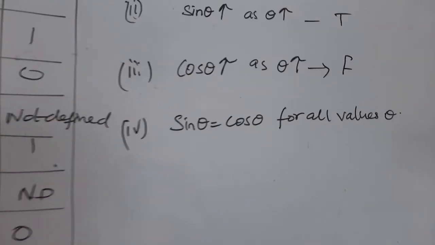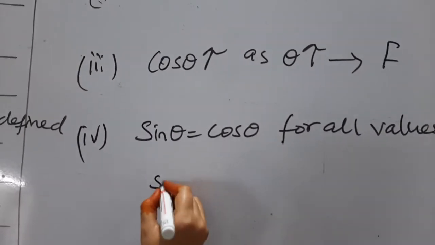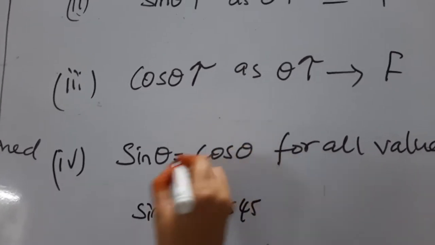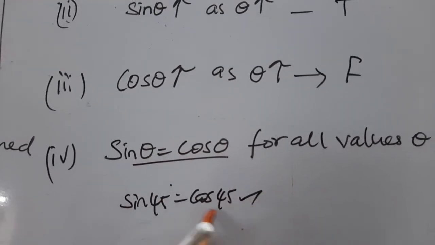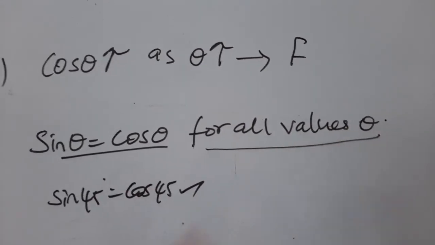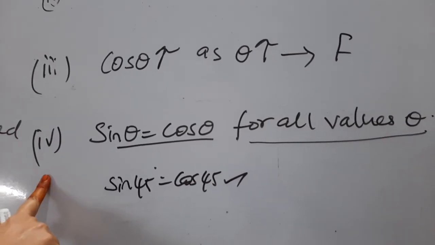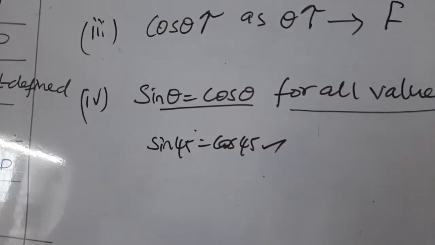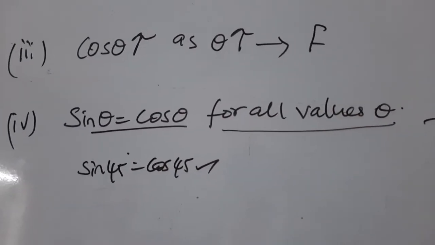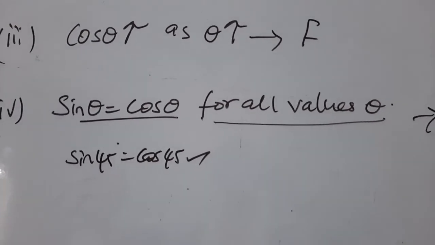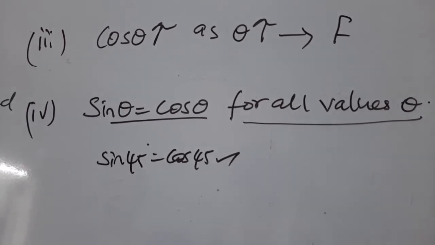Therefore, sin 45 only is equal to cos 45. This statement is true only for the degree 45. It is not true for all the values of theta. Therefore, this statement is also false. Sin theta is equal to cos theta is not true for all the values. It is true only for the angle 45 degree. Therefore, this statement is false.